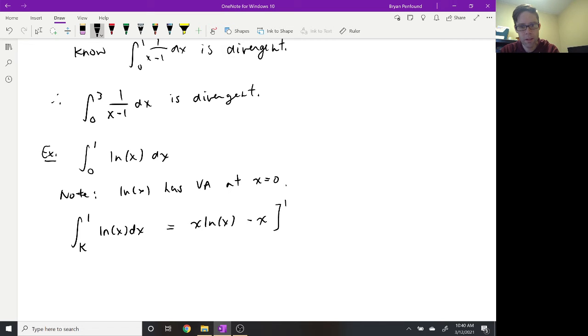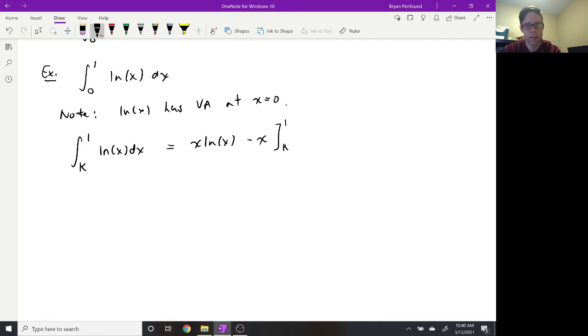Okay, and we would like to evaluate this in between 1 and k. All right, so since the upper bound is 1, let's start putting that in. So we're going to get 1 logarithm of 1 minus 1. So there's the x equals 1 bound. And then let's subtract the x equals k bound. I'm going to get k.